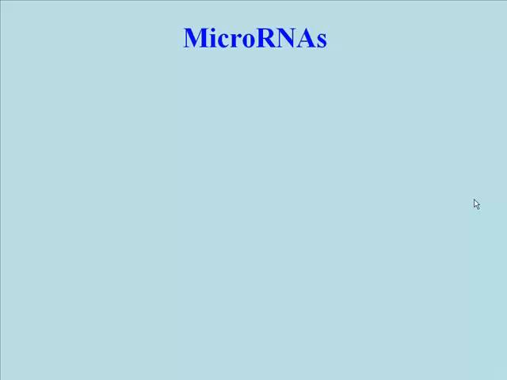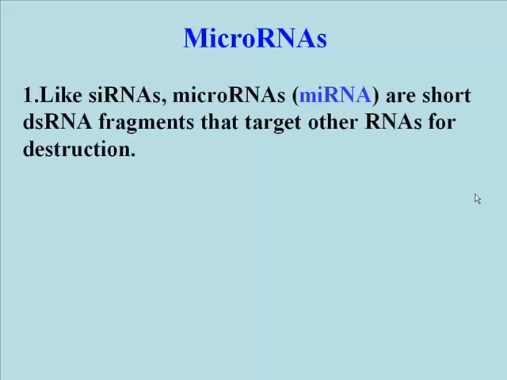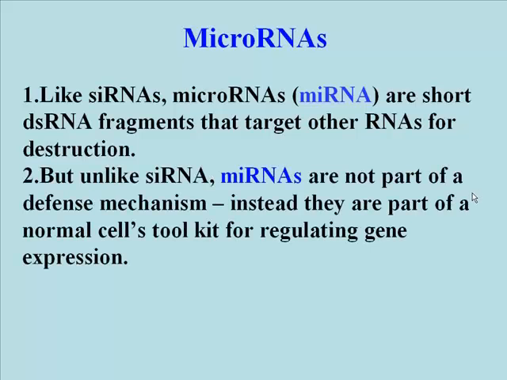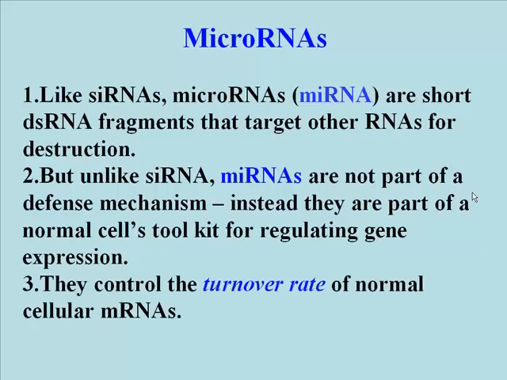The next example is microRNA, or miRNA for short. miRNAs are also short double-stranded RNA fragments that target other RNAs for destruction. But unlike siRNAs, they're not foreign molecules. Rather, they participate in the normal control of expression of cellular RNAs. They regulate the rate of mRNA turnover.